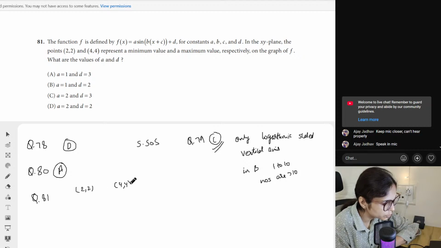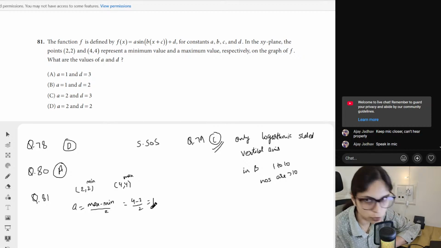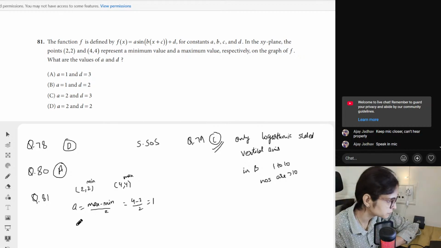The points are (2, 2) and (4, 4). Now (2, 2) is the minimum and (4, 4) is the maximum. So the minimum value is 2, the maximum value is 4. So amplitude is max minus min over 2. So 4 minus 2 over 2, that is 2 over 2, which is 1. And they're looking for d.